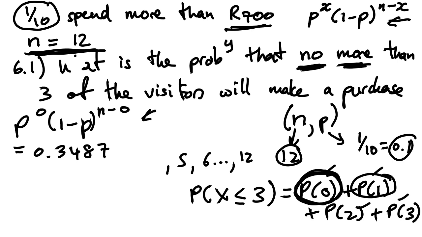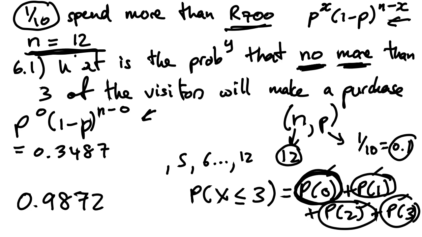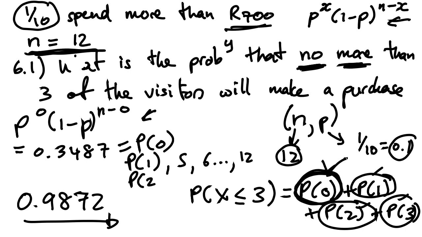Once you work out all 4 of them, you add them up, and your final answer would be, I'll tell you now, 0.9872. You have to work out each of them. I did the first one for you, this is the probability of 0. You have to do the rest: probability of 1, probability of 2, and lastly probability of 3, and then you add all of them up. That'll give you an answer of 0.9872.